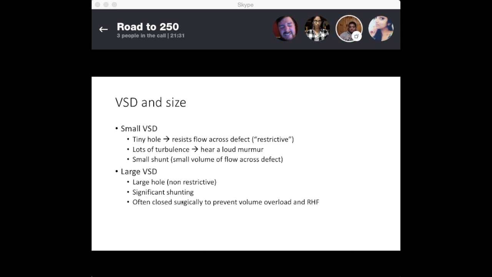And so there's significant shunting, and then this has to be optimally closed surgically to prevent volume overload or right heart failure. So that's the difference between the sizes. Even though you hear a loud murmur, doesn't necessarily mean it's a bad thing. But when you have a large VSD, it can be a bad thing because it can go to overload and right heart failure. So any questions with that before we move on?